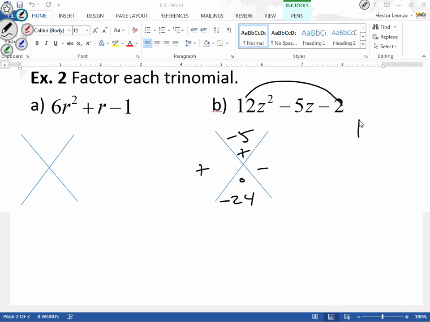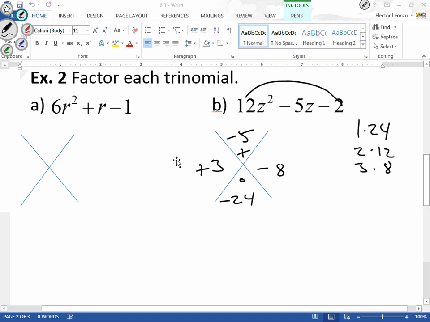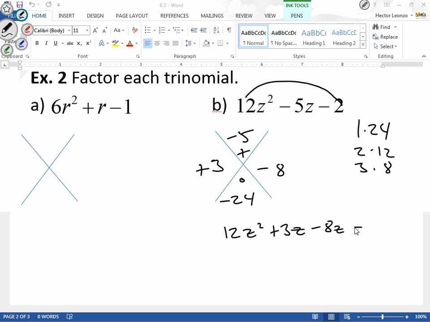So, all right, factors of 24 are 1 times 24, 2 times 12. Yeah, they don't do it. 3 times 8. Yep, that will be it. It's positive 3, negative 8. So this is how I'm going to split the middle term. So I have 12z squared plus 3z minus 8z minus 2. So I'm going to do this by grouping.